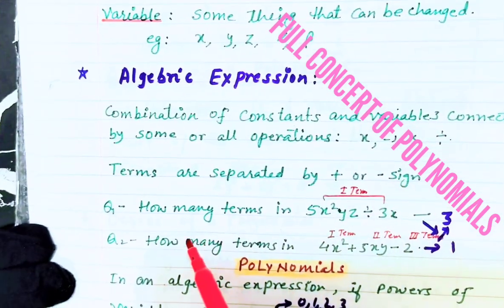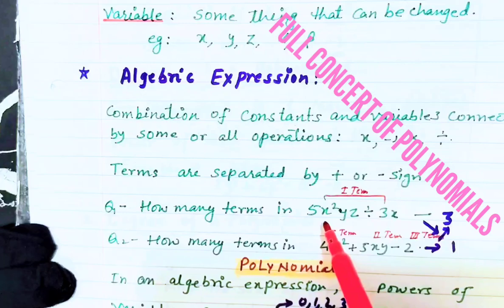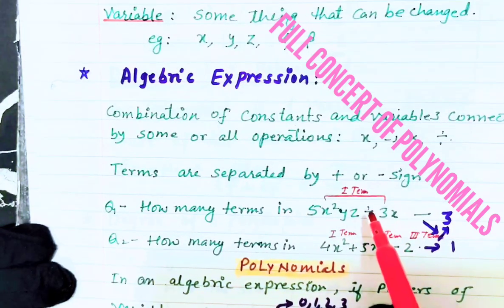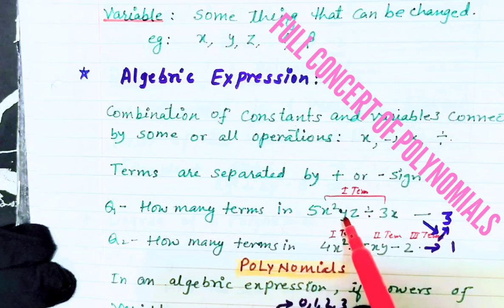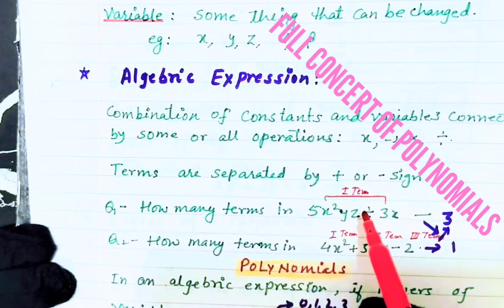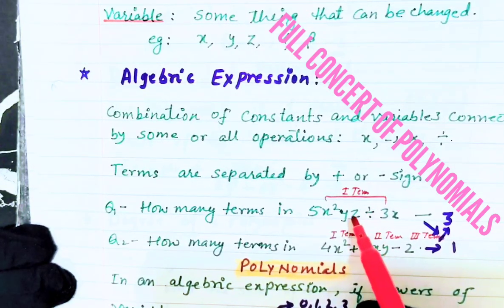Okay guys, let's see the question. For example, how many terms are in 5x square yz divided by 3x? Guys, how many terms will there be? Here there will be only one term. Actually here it is given 5x square yz divided by 3x. You will think that there are two terms. No, but when we divide we will get the answer in one term. So that's why in this expression there is one term.